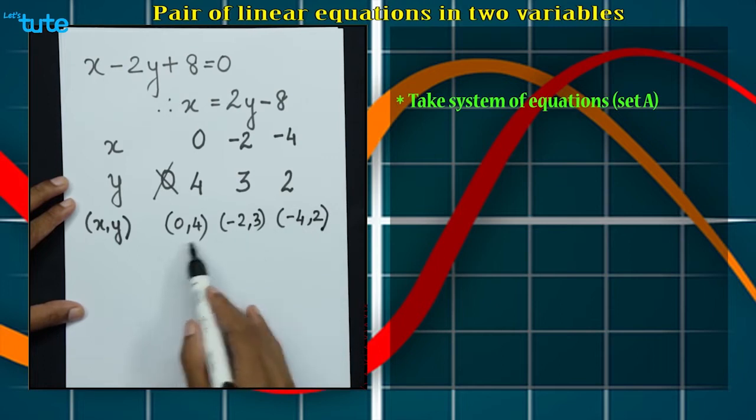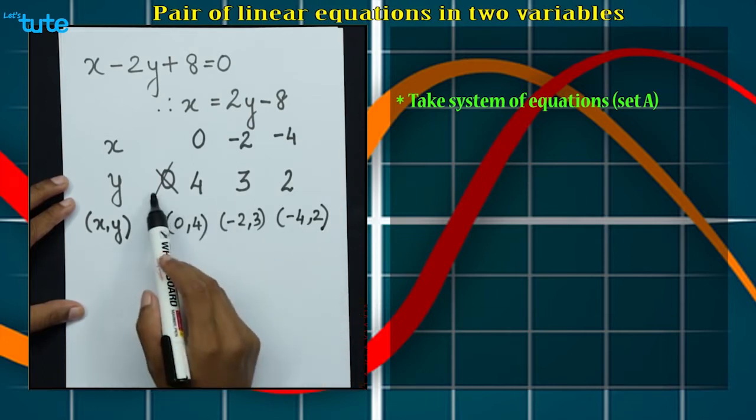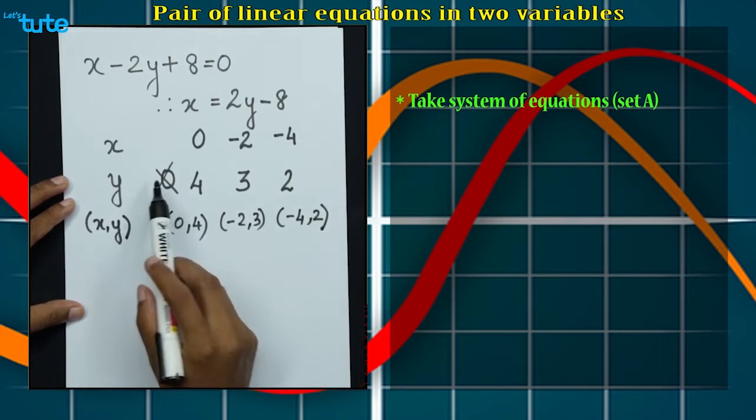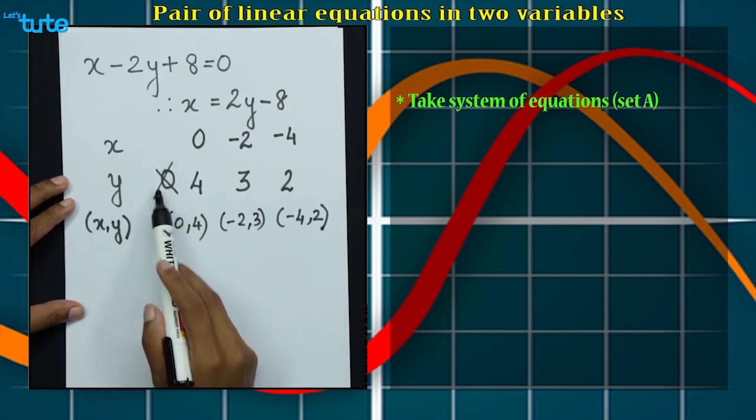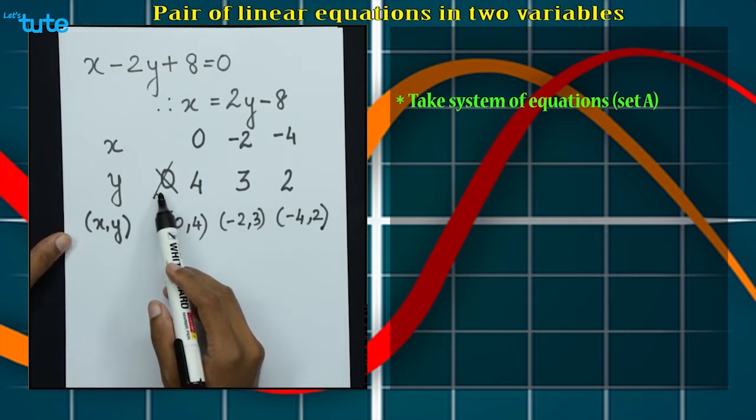Now if you observe, all these 3 points are very easily plottable on the graph paper. That is why we have taken these, and we did not make use of y is equal to 0 because it would have given us minus 8, 0, which is towards the extreme end of the x-axis. So we are trying to avoid that value.